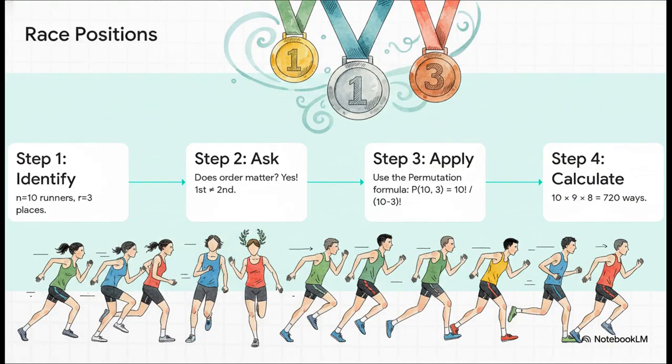Okay, let's use this on our race example. Our total group, our N, is 10 runners, and we're choosing for 3 places, so R is 3. First, we have to ask the big question, does the order matter? Oh, you bet it does. Finishing first is definitely not the same as finishing third, so we know to use the permutation formula. As you can see, that's 10 factorial divided by 7 factorial, which simplifies really nicely to just 10 times 9 times 8, and that gives us 720 possible ways to award those medals.